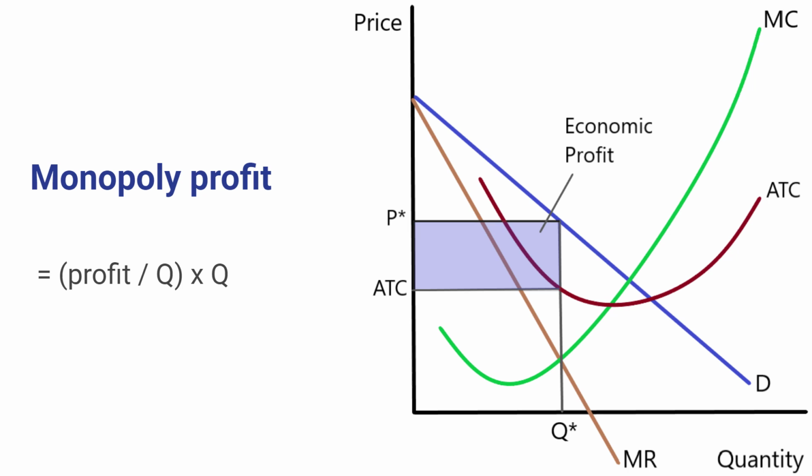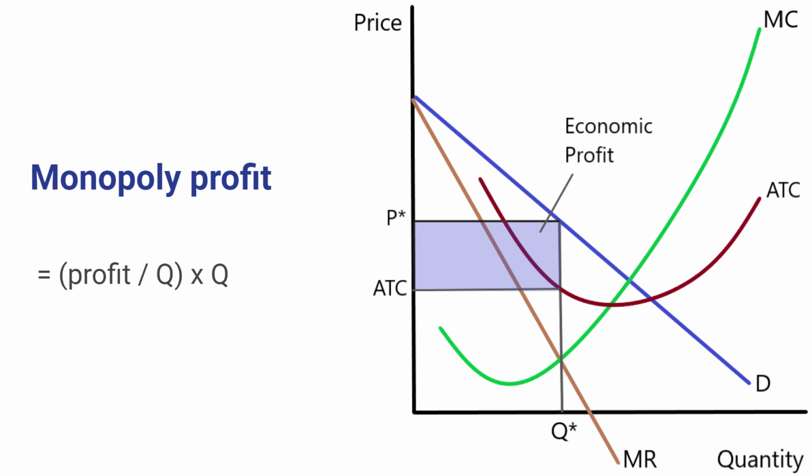If we look at the shaded rectangle, the height of that rectangle is price or average revenue minus average total cost, and that gives us the profit per unit. The base of that rectangle is equal to the number of units of output, and that's, again, exactly the same way we computed profit in the case of perfectly competitive firms. We take profit per unit, we multiply by the number of units, and that gives us economic profit.